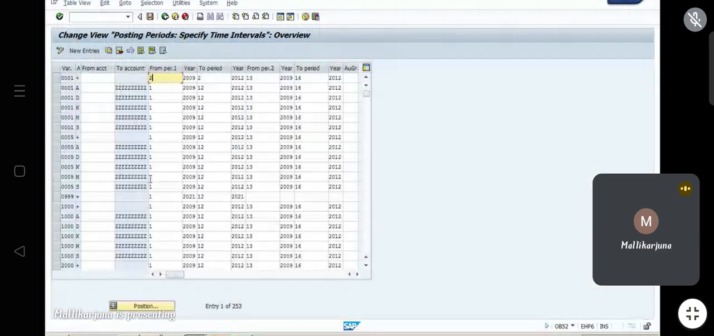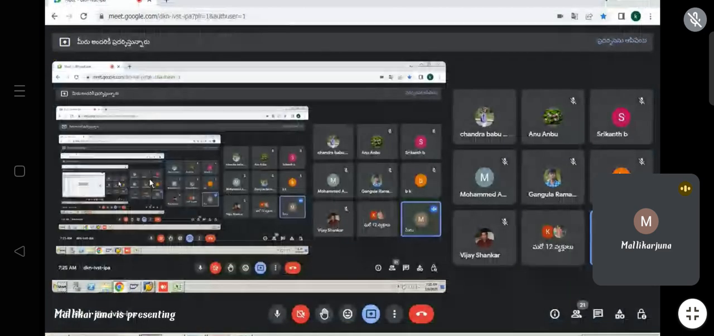Chart of accounts is nothing but a list of the GL accounts. All GL accounts you are going to define under the chart of accounts. There are three types: operational or primary, group chart of accounts, and country-specific chart of accounts. Of the three, which one is mandatory? The primary or operational chart of accounts is mandatory, because we use that to record day-to-day transactions.